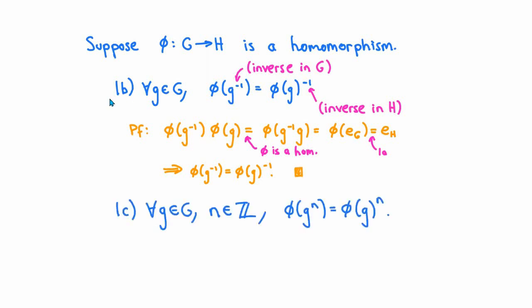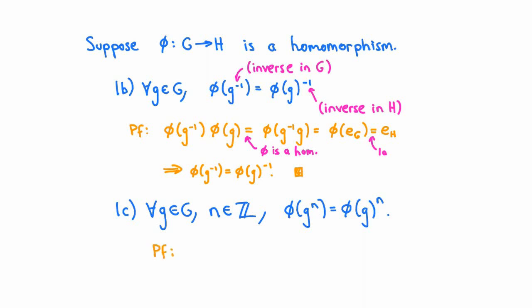Now, as a generalization of property 1b, we also have what I'm calling property 1c here, which says that for any g in G and for any integer n, phi of g to the n is equal to phi of g to the n. Of course, when n is -1, you just recover property 1b from this, but here what I'm saying is that this property is true for any integer n.